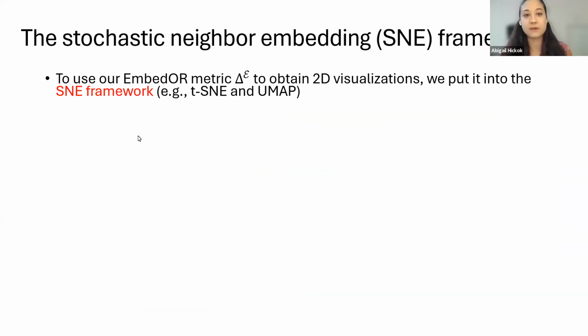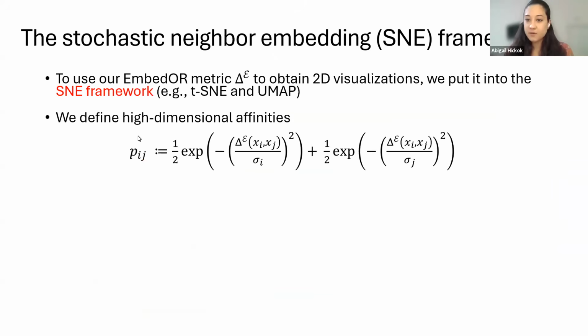And then what's also different from ORC-ManL here is that we're putting this metric into the stochastic neighbor embedding framework. The stochastic neighbor embedding framework is a family of nonlinear dimension reduction algorithms that include t-SNE and also, more broadly, UMAP. So we define these high dimensional pairwise affinities between points, where points have a higher affinity if they're closer with respect to this embedder metric that we defined. That's this delta epsilon term here.